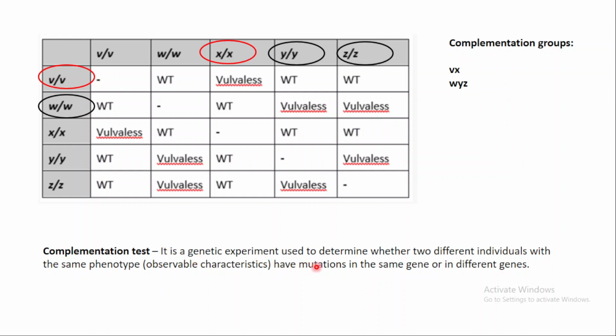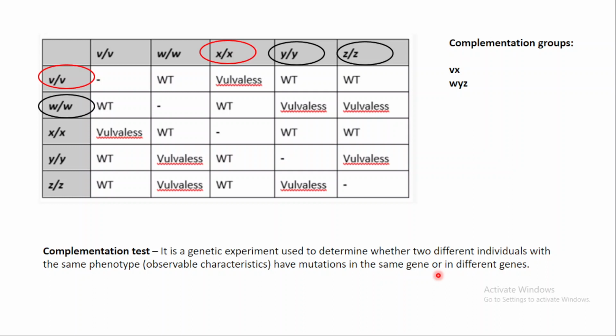Complementation test is a genetic experiment used to determine whether two different individuals with the same phenotype have mutations in the same or different genes. This is the basis of complementation test. So we have two genes and they are not able to restore a phenotype. When they are not able to restore a phenotype, they are grouped together in one complementation group and they are considered to be mutations in the same gene or in the same allele.